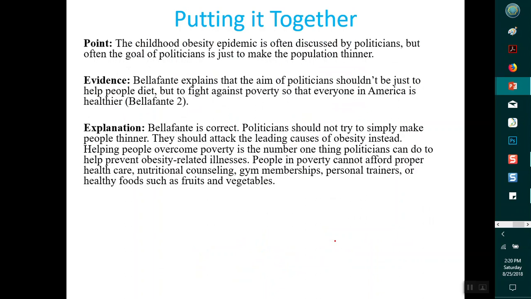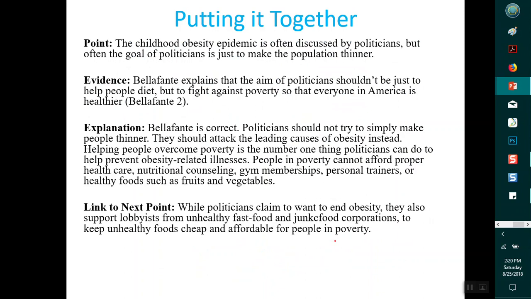They should attack the leading causes of obesity instead. Helping people overcome poverty is the number one thing politicians can do to prevent obesity-related illnesses. People in poverty cannot afford proper health care, nutritional counseling, gym memberships, personal trainers, or healthy foods such as fruits or vegetables. And then our link to our next point. While politicians claim to want to end obesity, they also support lobbyists from unhealthy fast food and junk food corporations to keep unhealthy foods cheap and affordable from people in poverty.